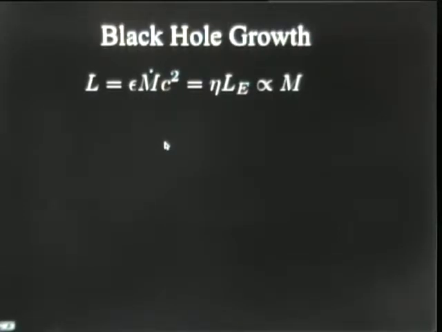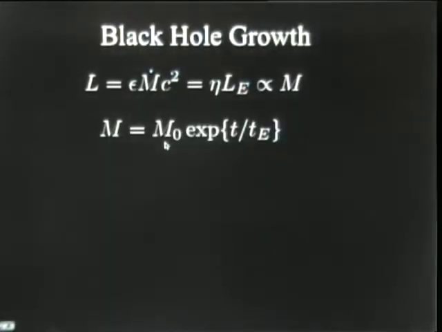And if that's some fraction of the Eddington luminosity, then one can solve for the growth of the black hole mass as a function of time, because the Eddington luminosity is proportional to the mass, and we end up with an equation that says m dot is proportional to m. So that leads to an exponential growth of the mass of the black hole.